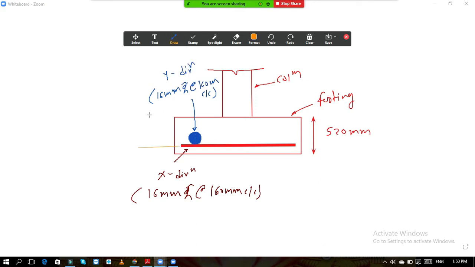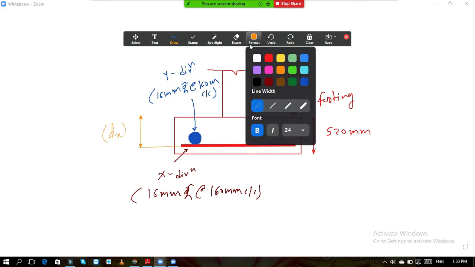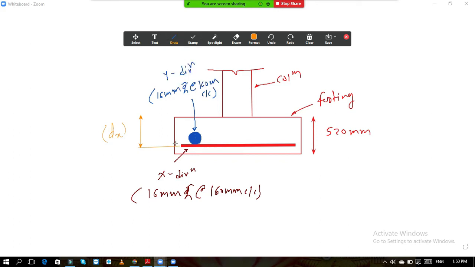This is my effective depth from top in X direction. This is effective depth D in X direction. But when I talk about Y direction, then my effective depth changes, and that will be up to this point. So this is the effective depth in Y direction.